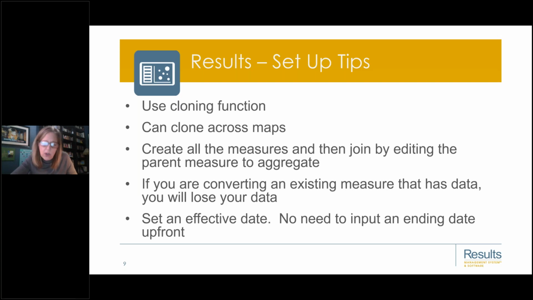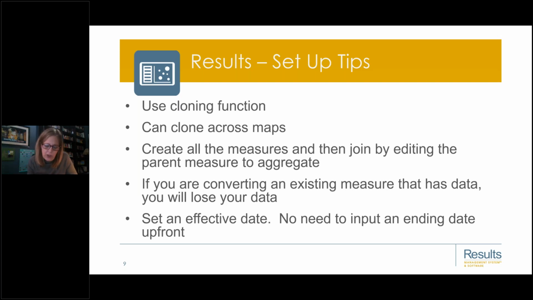So you clone all your measures, then we go ahead and edit the parent measure to aggregate. So I'm going to create my parent, and then I'm going to create all my children through the cloning before I connect. That's the fastest way for you to do the setup.